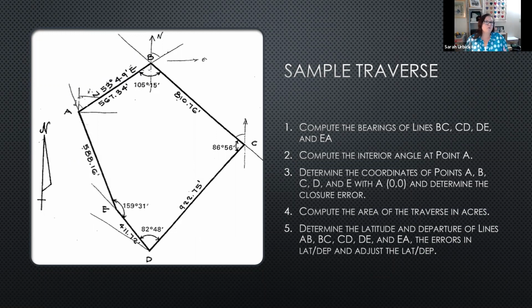But right now we're going to kick it off. We're going to start with computing the bearings of the remaining lines: B-C, C-D, D-E, and E-A. We want to make sure we get back to closure.